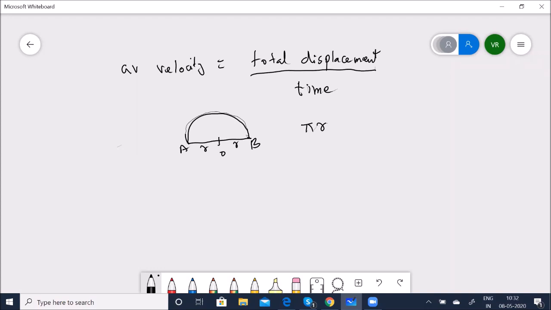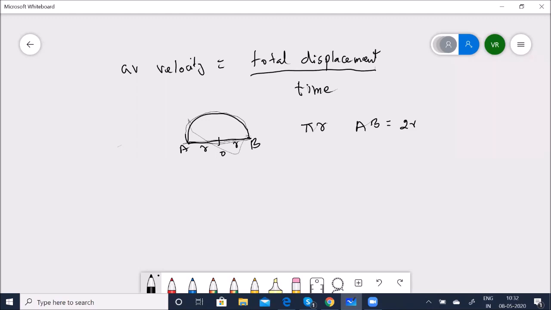Now, we know the displacement is the shortest distance. It starts from A, then goes along the circle, this curve, and ends at B. So when I say displacement, it is going to be AB, not pi R. Remember that. What is AB? AB is nothing but 2R.